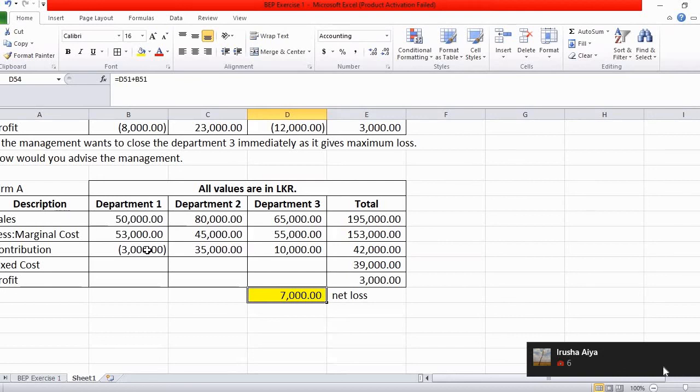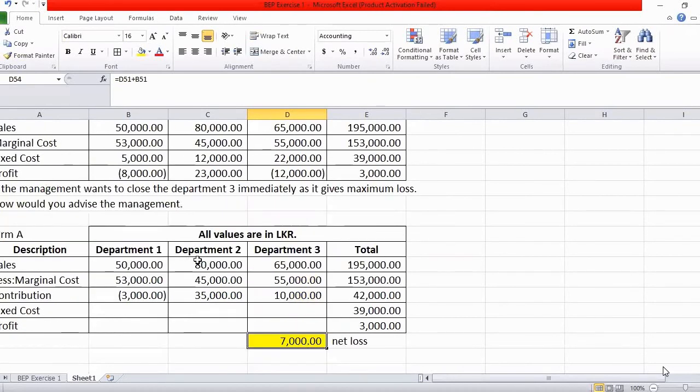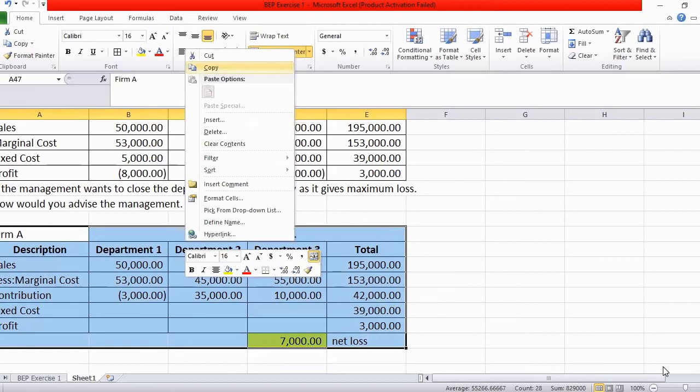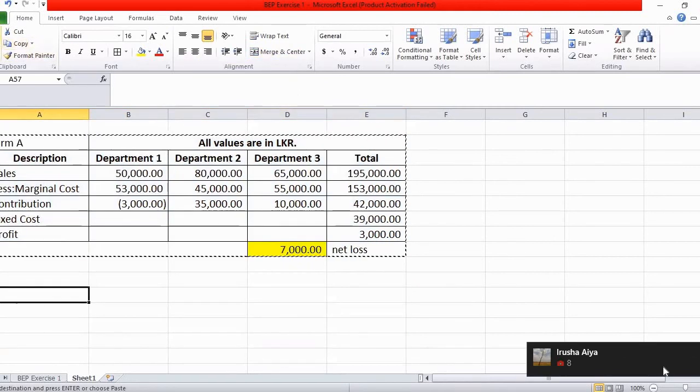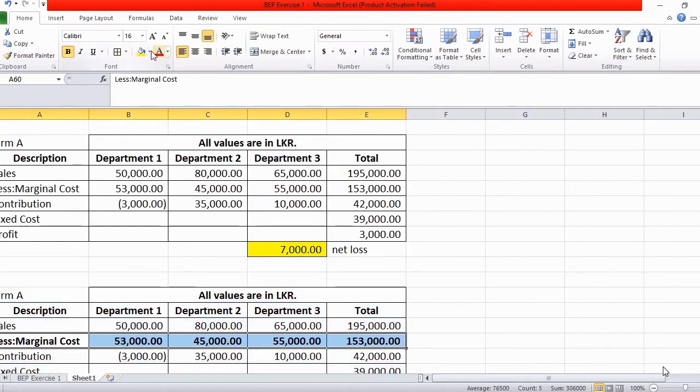Right. Okay. Then at home you have to do this question, the same question. But you have to change the marginal cost, right? We will do the same thing like this here. If we change the marginal cost, only this line I am going to change.